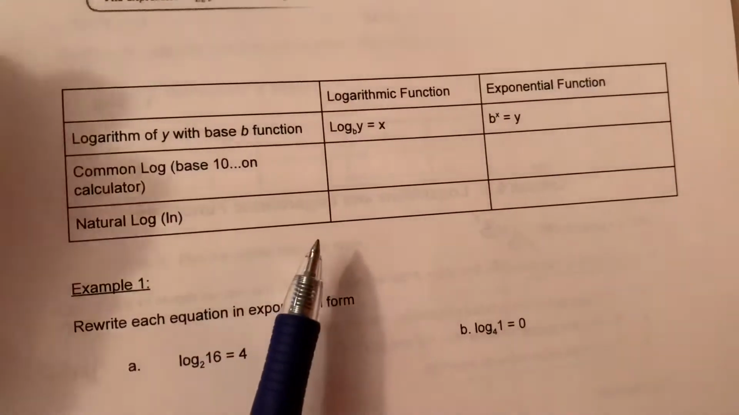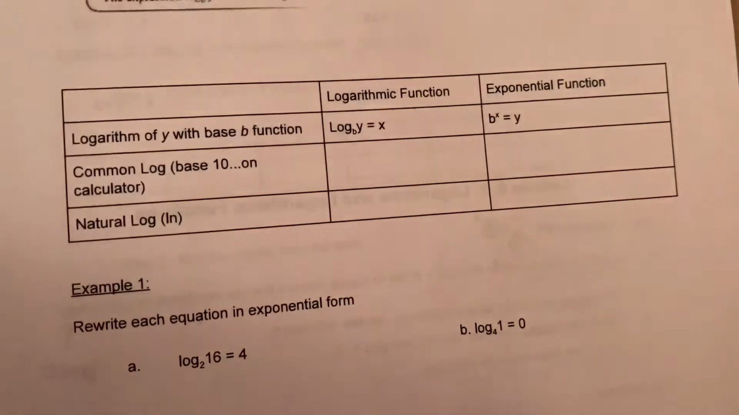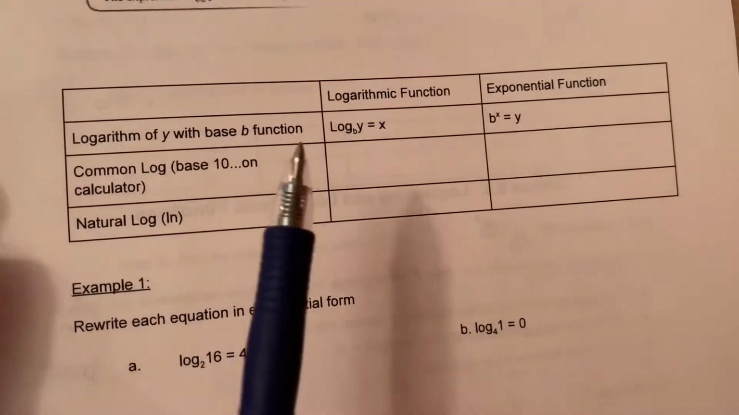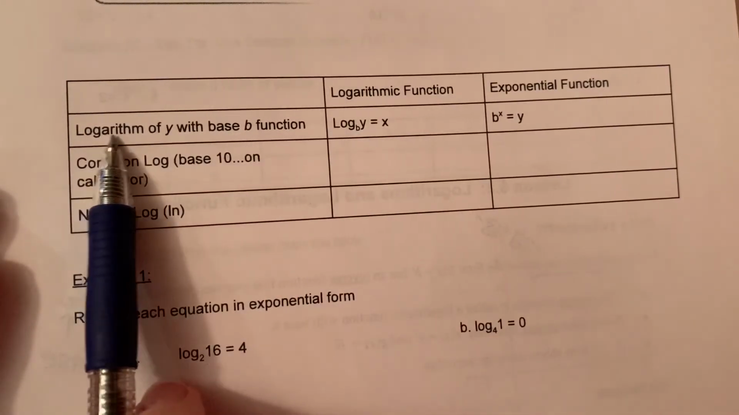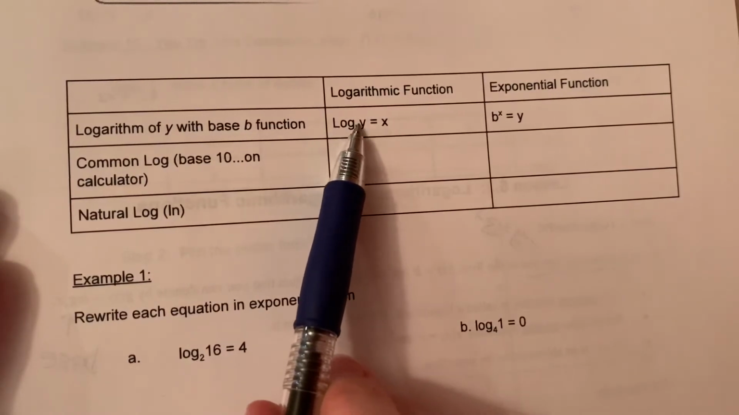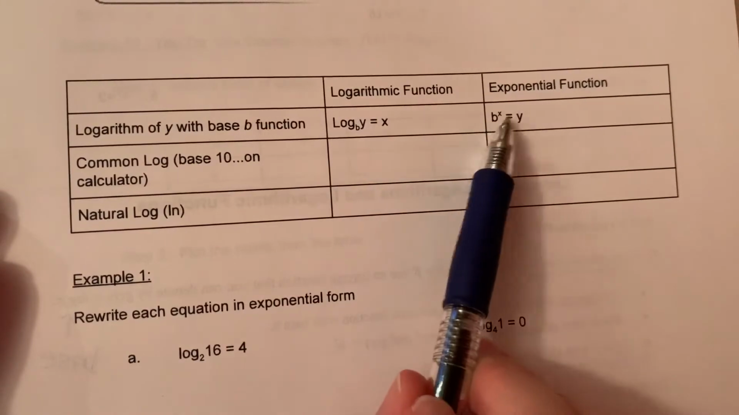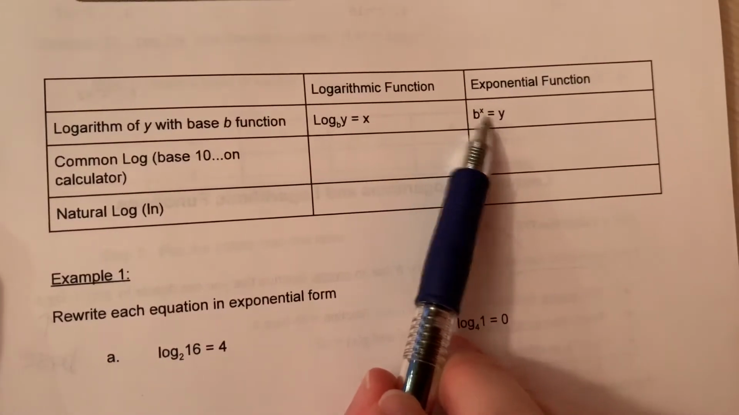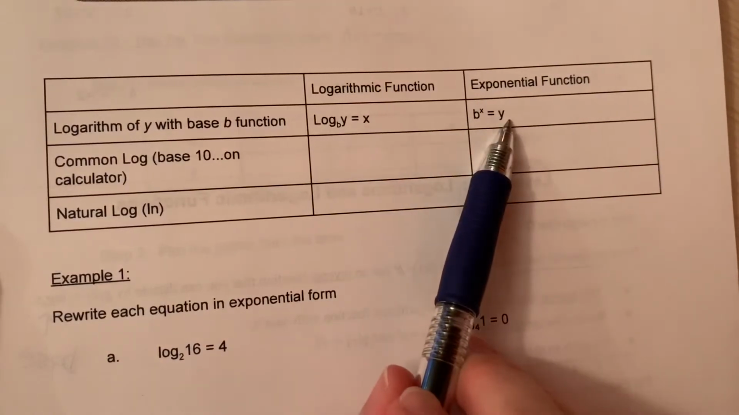So I'm going to jump down right to this part, where this goes into the different forms of logarithms you might see. The first one is the one that we had on the other page. This is a logarithm of y with a base b. So there's my base, that little subscript. This is the equivalent exponential function, or the inverse that goes with this logarithmic function.